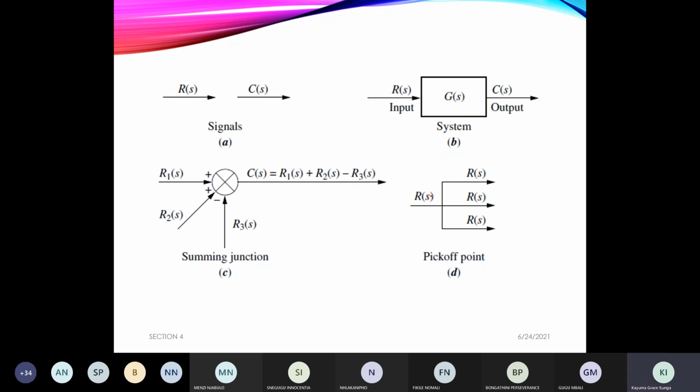So the pick-off point, or takeoff point, is, in a simple way, a splitter of signal. When we have our input signal and we want to split it into many blocks, to send it to many blocks or many feedforward or feedback paths, we use the pick-off point. So we can distribute the input signal to many other blocks in the block diagram. That is what the pick-off point is used for.